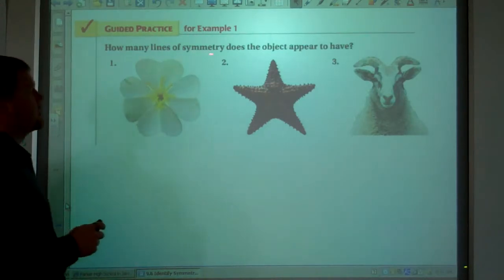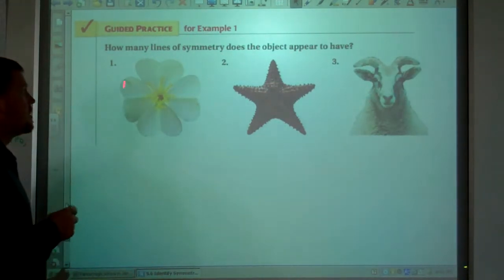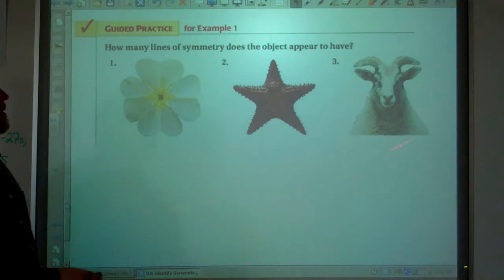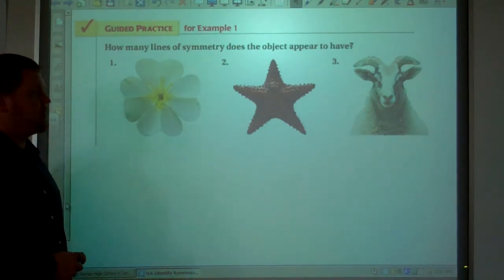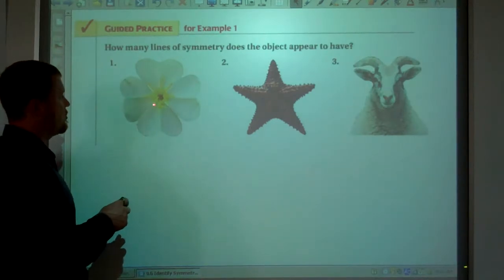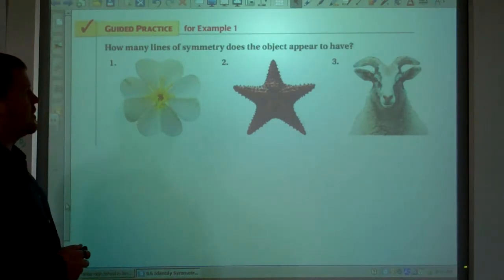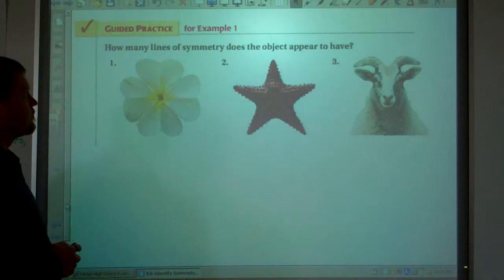How many lines of symmetry does the object appear to have? I want you to do these 3 problems and try to determine how many lines of symmetry these figures have. Think in your head, draw the diagrams, whatever. How many lines of symmetry do these figures have?